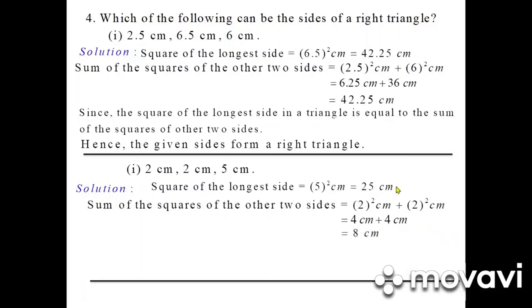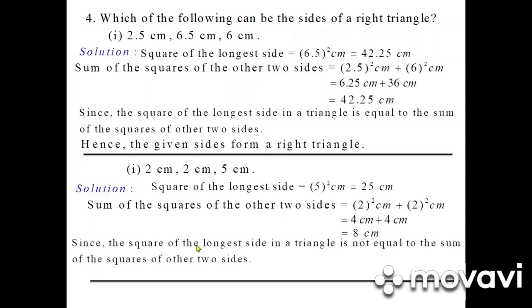In this case, the square of the longest side is 25 centimeter, which is not equal to the sum of the squares of the other two sides, 8 centimeter. Since the square of the longest side in a triangle is not equal to the sum of the squares of the other two sides, hence, the given sides do not form a right triangle.